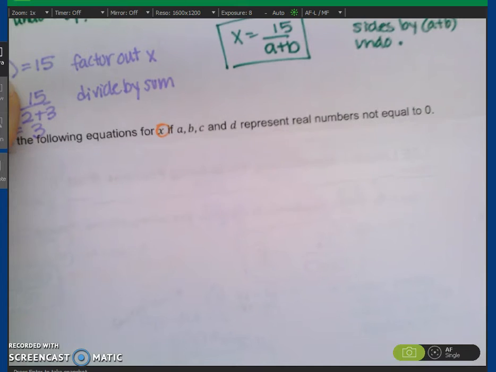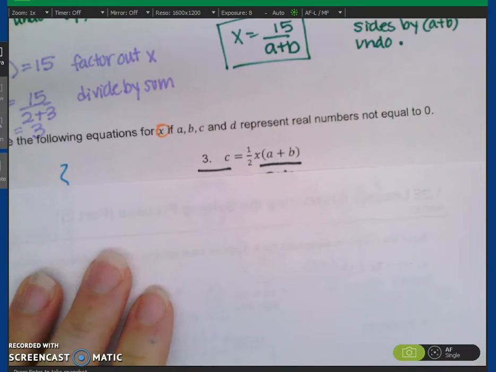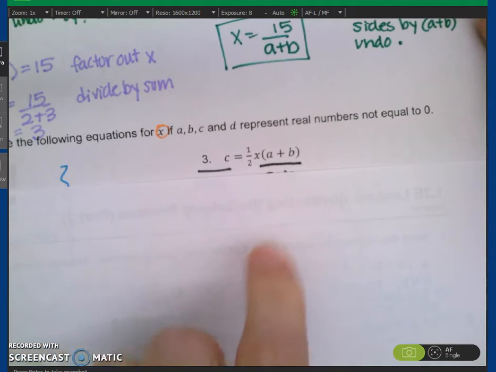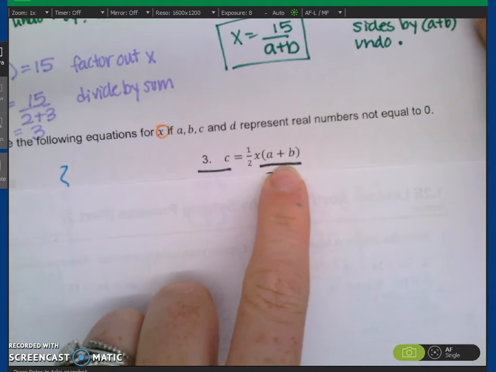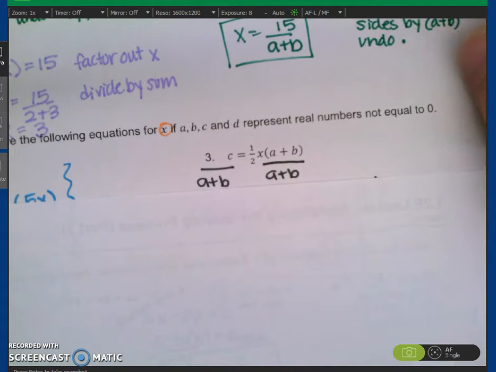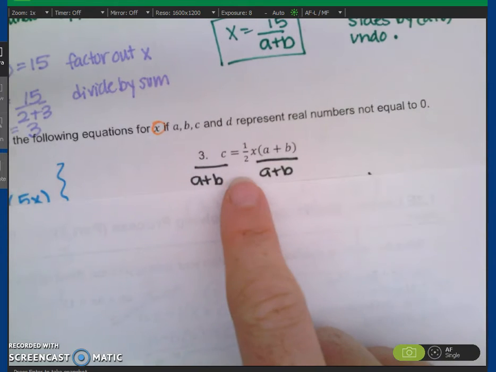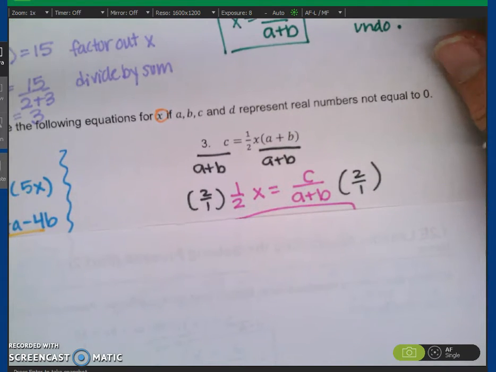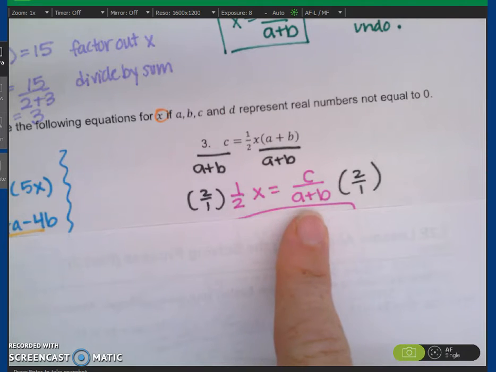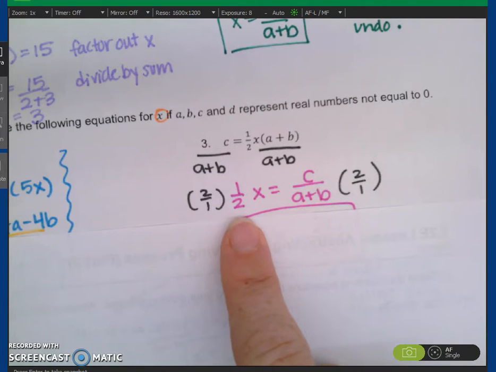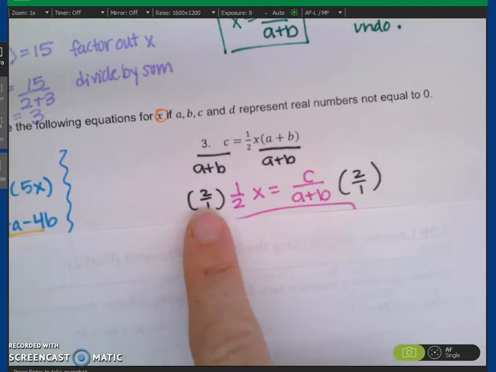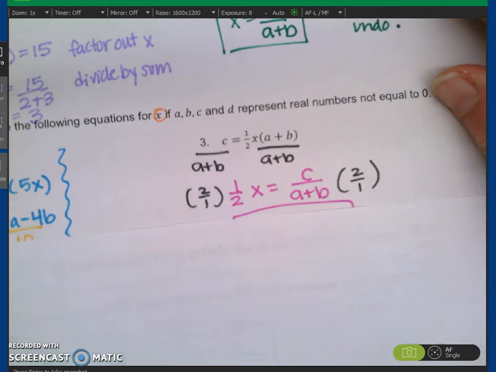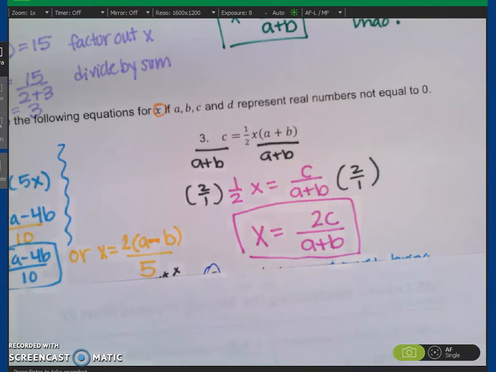Let's take a look at number 3. When I was looking at number 3, I noticed I needed to isolate my variable x. So the first thing I wanted to undo was multiplying by the quantity of a plus b. So I divided both sides by a plus b. I could have dealt with the 1/2 first, but I didn't. So then, since I have 1/2 x equals c over a plus b, to undo multiplying by 1/2, I divide by 1/2, which is the same thing as multiplying by its reciprocal, 2, on both sides. So your final answer is x equals 2c all over a plus b.